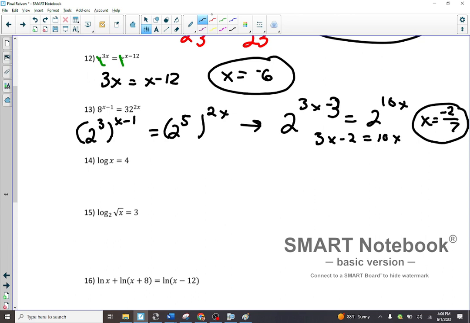Next one. Remember, it's base 10 if you don't see anything. So I'm going to bring the 10 to the other side. So x equals 10 to the fourth power, or 1, 2, 3, 4. 10,000.